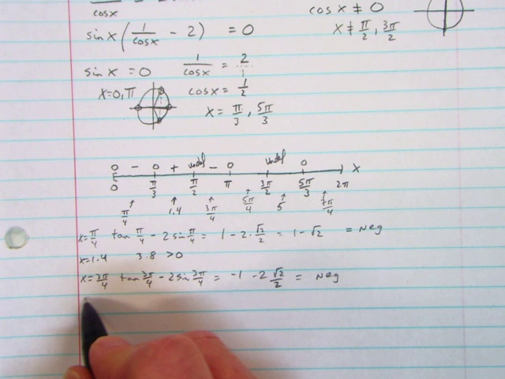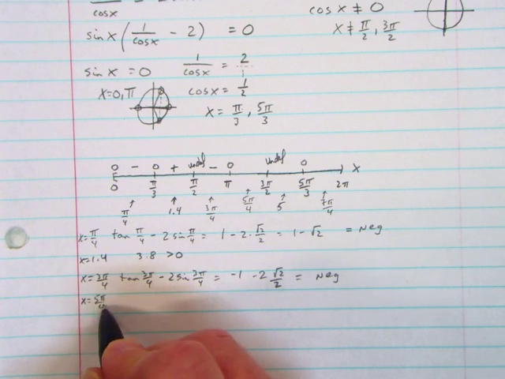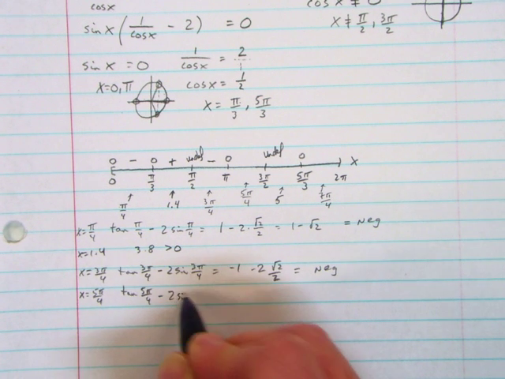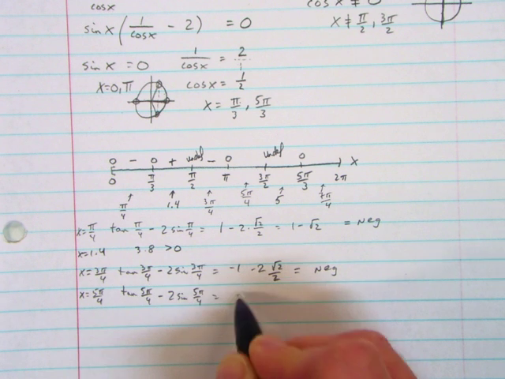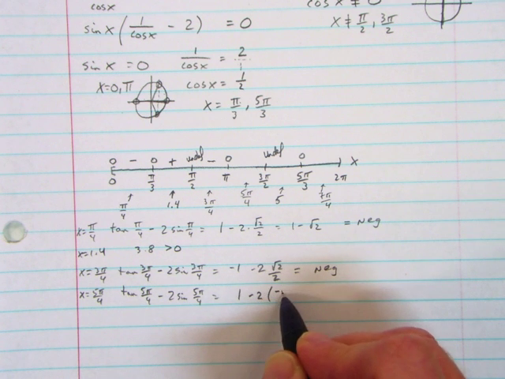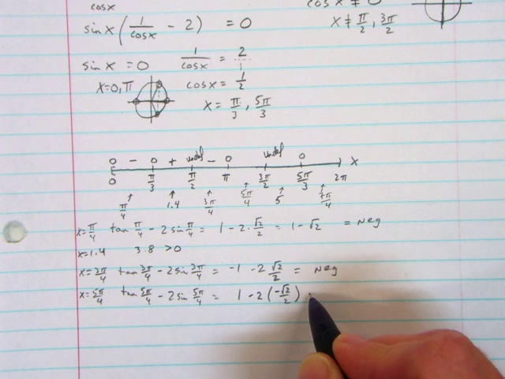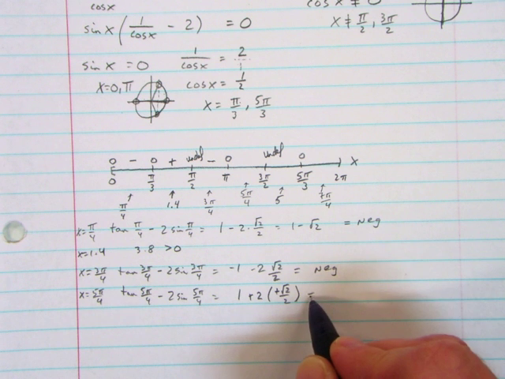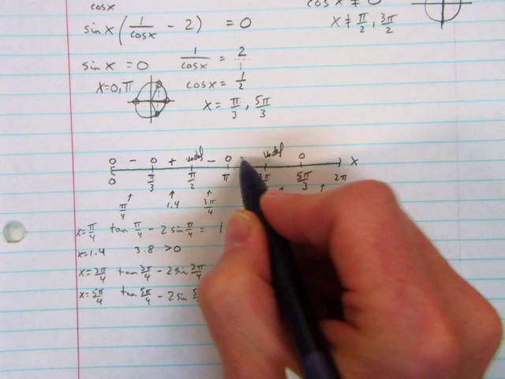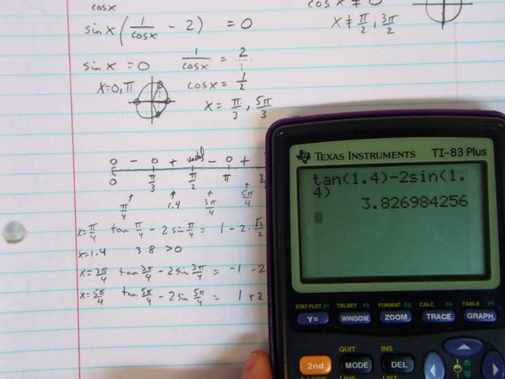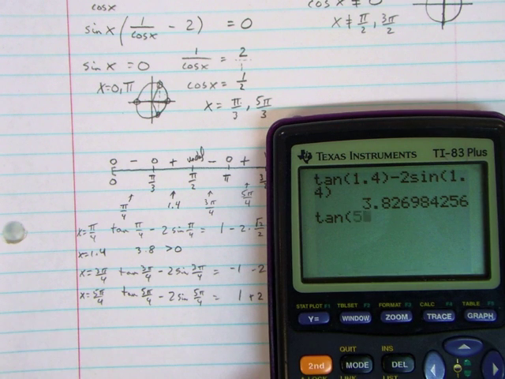5 pi over 4, we would have tangent of 5 pi over 4 minus 2 times the sine of 5 pi over 4. Tangent of 5 pi over 4 is positive, it's in the third quadrant, minus 2 times, again it's in the third quadrant, so it's negative root 2 over 2. So this time we'll get 1 plus that value, and we get a positive. As far as the 5 goes, we're just going to need to type it in. And that is a negative value.